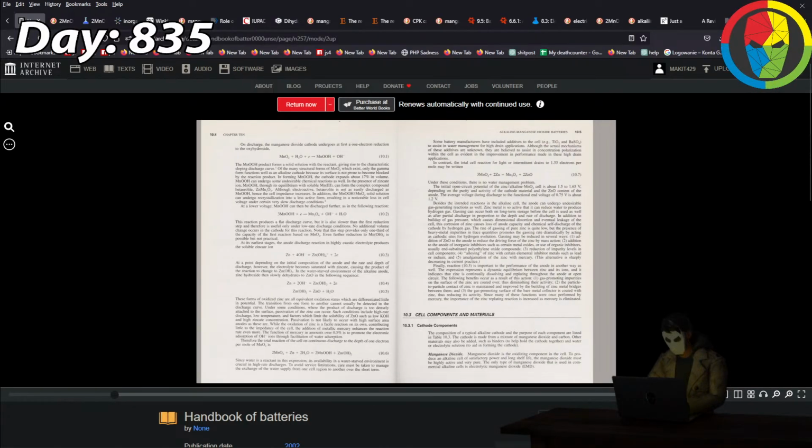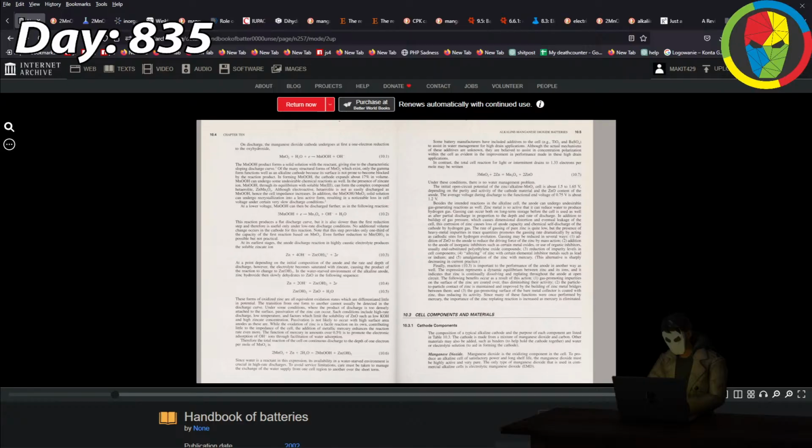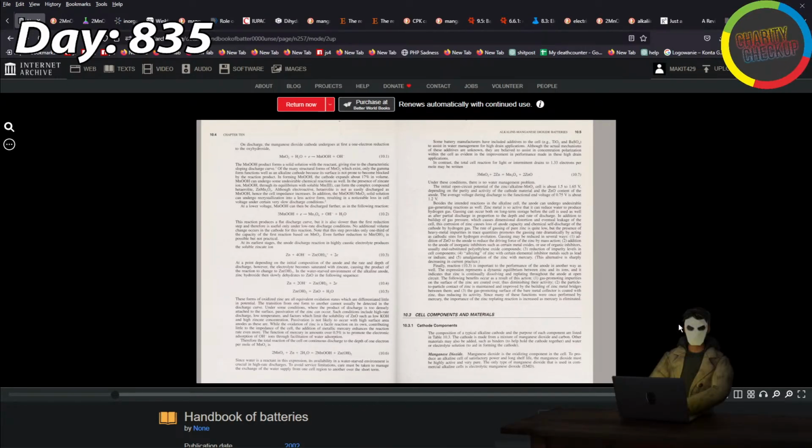Okay. Flip right. On discharge, the manganese dioxide cathode undergoes at first a 1 electron reduction to the oxyhydroxide. Okay. The product forms a solid solution with the reactant, giving rise to the characteristic sloping discharge curve. Many structural forms exist. They can expand 70% in volume. Undesirable chemical reactions as well. The zinc electrode discharge has soluble zincate and solid products.